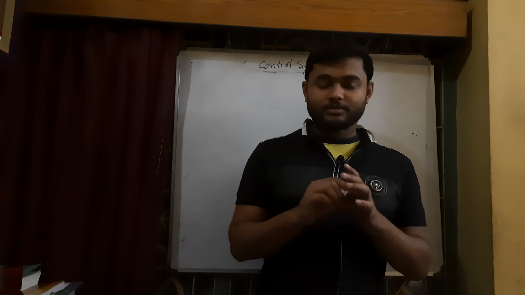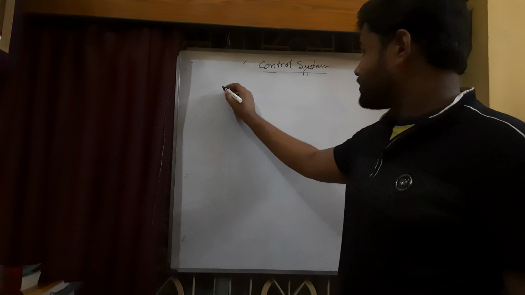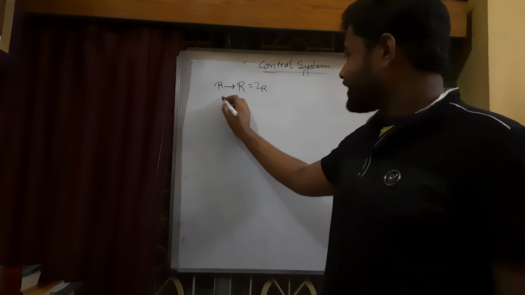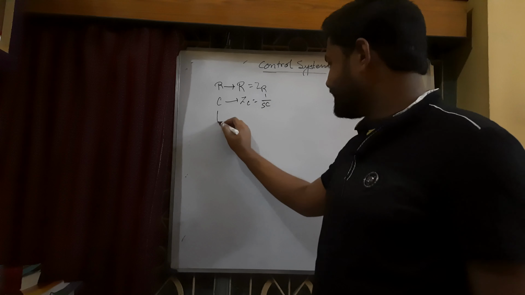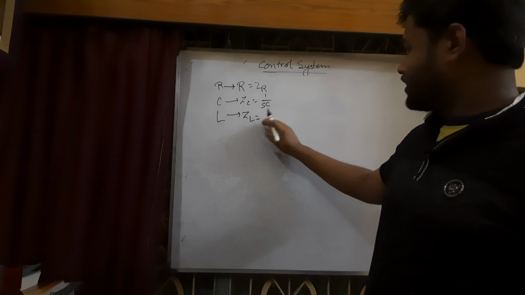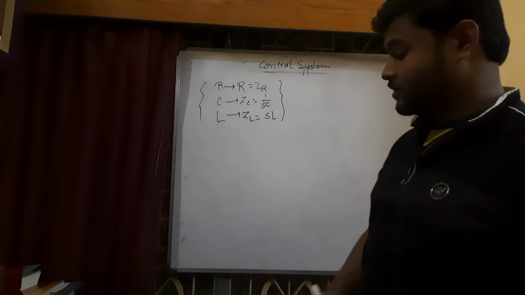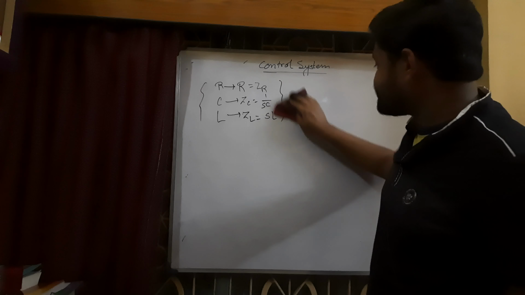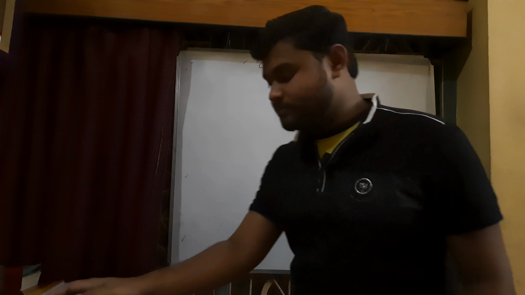So let me do a small recapitulation of the previous video: any resistive element has impedance R, any capacitive element has impedance 1 by SC, and any inductive element has impedance ZL equals SL. This was obtained from the voltage-current relationships of the individual elements. Then we went to transfer function forms.